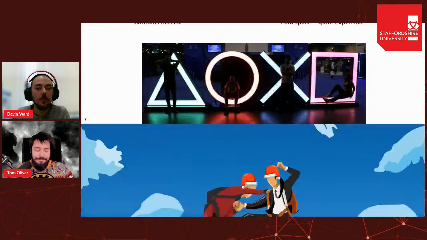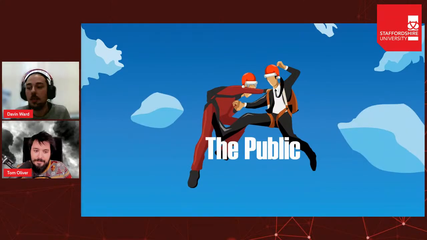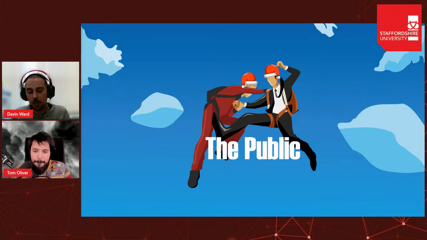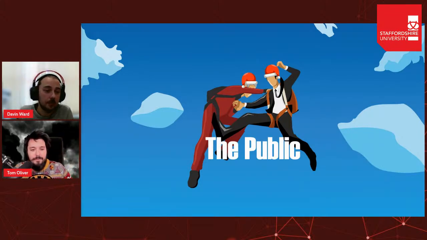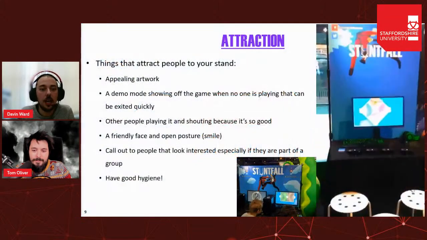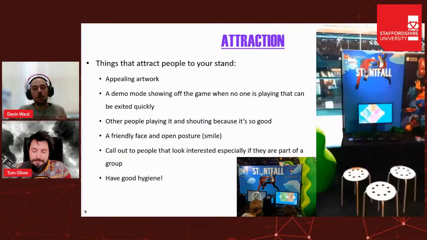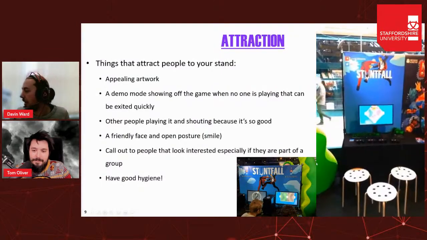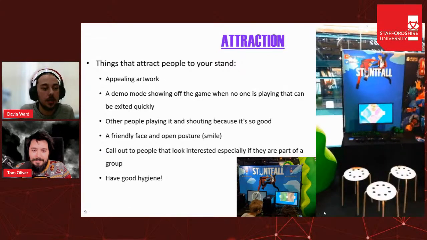Awesome, cool. So now we've spoken about the different types of events. We're going to start to look at how we can make the most out of these events once we're actually there. First up, we're going to look at the public, essentially, and the key thing here is how you are going to advertise your game to the people that are just walking around.